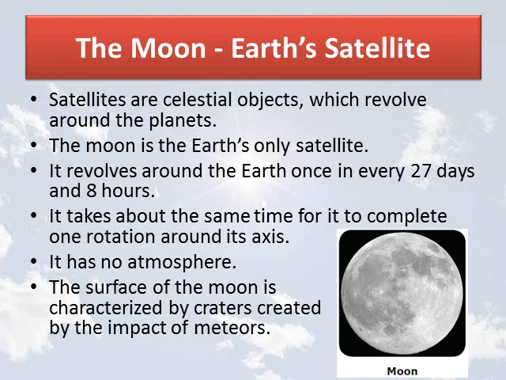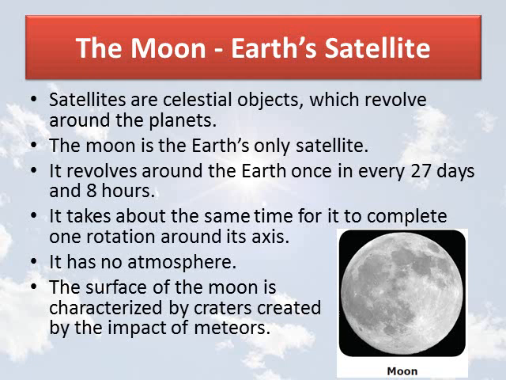It revolves around the Earth once in every 27 days and 8 hours. It takes about the same time to complete one rotation around its axis. So the moon goes round the Earth once in every 27 days and 8 hours, and in the same time it completes one rotation.